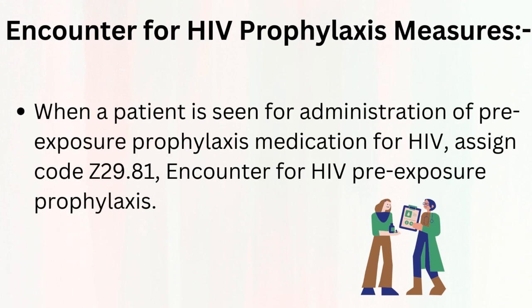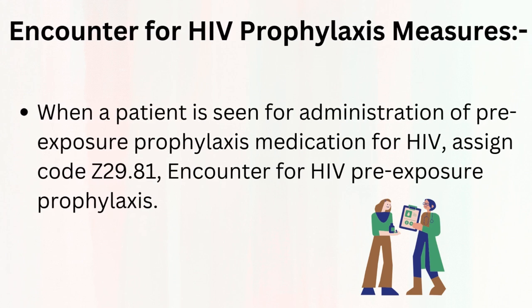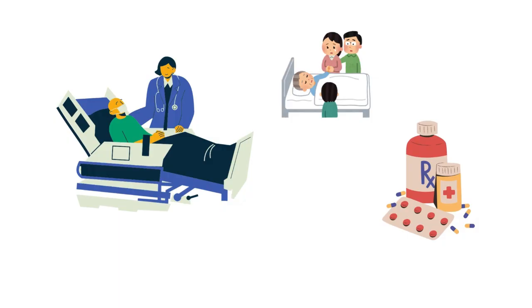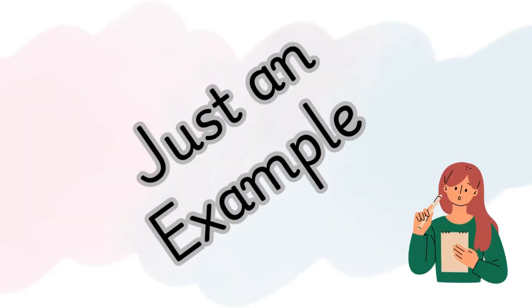Encounter for HIV prophylaxis measures. When a patient is seen for administration of pre-exposure prophylaxis medication for HIV, assign code Z29.81, encounter for HIV pre-exposure prophylaxis. Pre-exposure prophylaxis, PrEP, is intended to prevent infection in people who are at risk for getting HIV through sex or injection drug use. Any risk factors for HIV should also be coded.